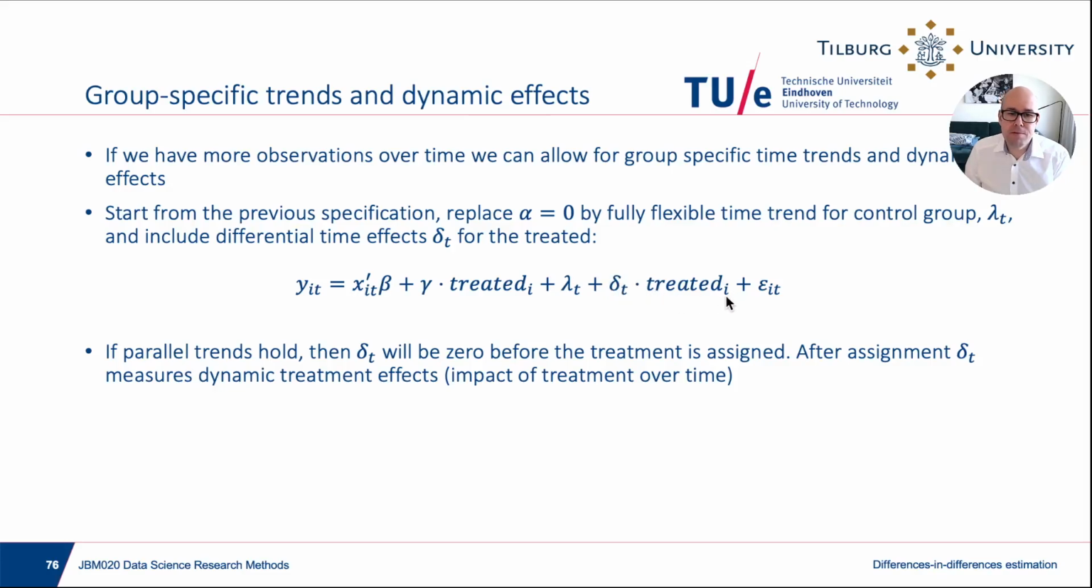Okay, and if parallel trends hold, then these delta t's, the extra time effects, will be 0 before the treatment is assigned. So it means the evolution of the outcome will be the same for the treatment and the control group. And after the assignment, in the post periods, now I'm using the plural, the delta t's will measure dynamic treatment effects. So how the impact of the treatment changes over time.